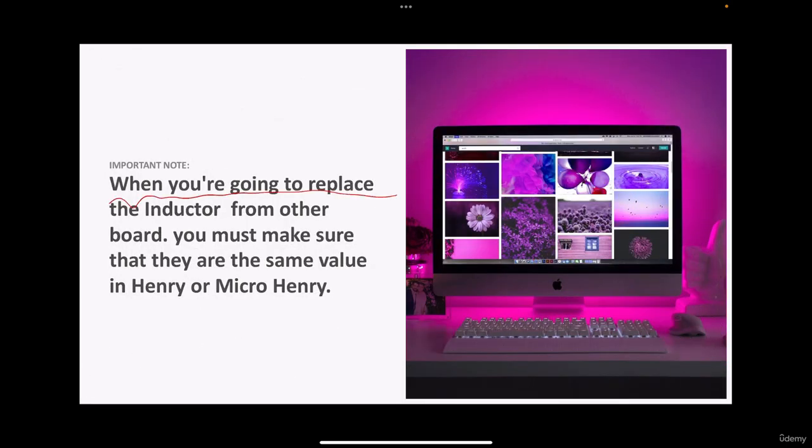Important note: when we are going to replace the coil from another board, you must make sure that they are exactly the same in value, exactly as with the capacitor.